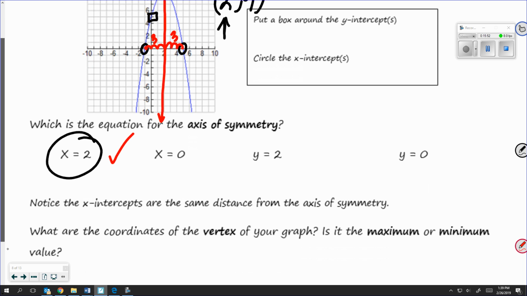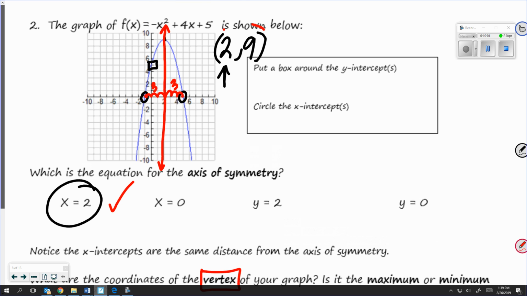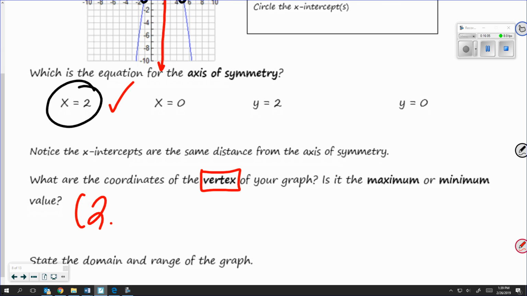Then we look. What is the vertex? The vertex is where it's changing direction. Did we already find that? We did, we found it right here. So my vertex is (2, 9).